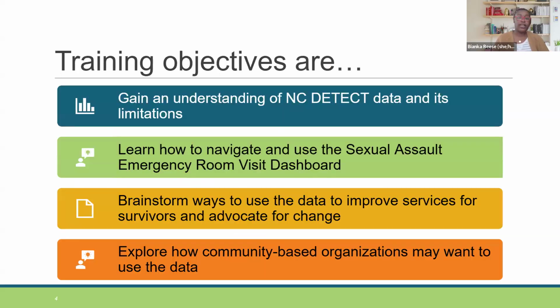Okay, so here are the training objectives. And these objectives also serve as an agenda for today's training in the order that we're going to talk about things. So first, we're going to gain an understanding of the NC Detect data and its limitations. I have a lot of information to present to you about the data and how to use it. So just bear with me as I go through that, but it's really important to give you context to the data that will be presented.